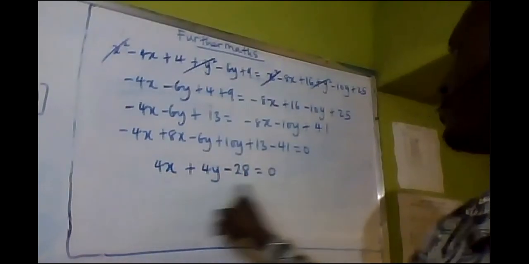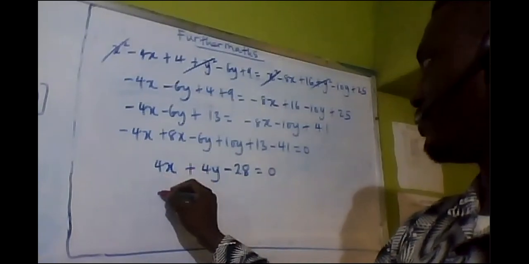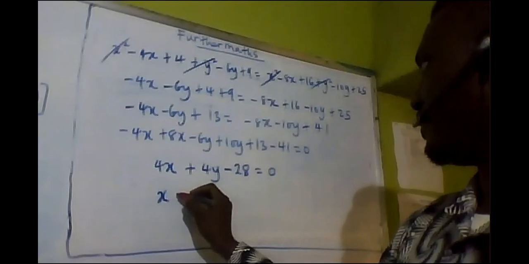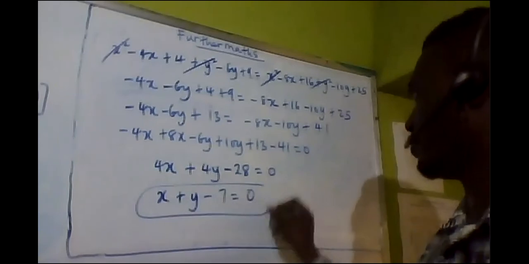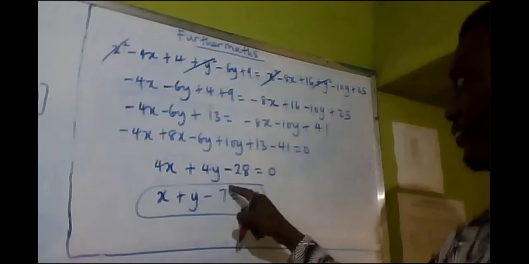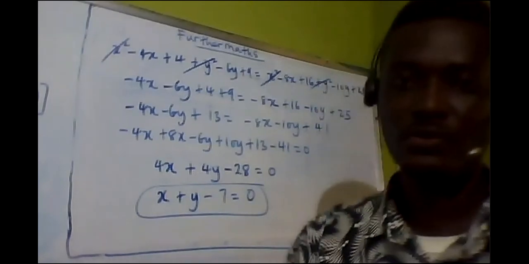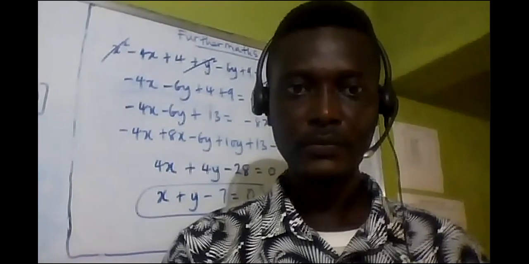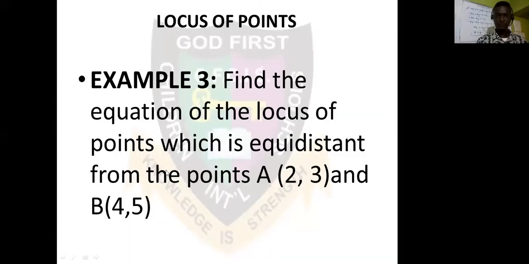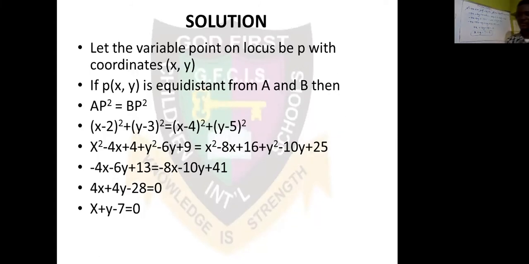So 4 is common to all of them. Divide through by 4. So that's x plus y minus 7 is equal to 0. So this is your equation. Divide this by 4, divide by 4, divide by 4. 4 times 7 gives us 28. So this is the answer, x plus y minus 7 equal to 0.